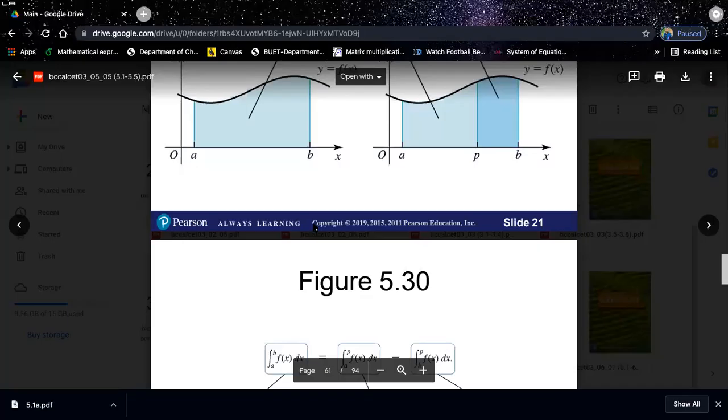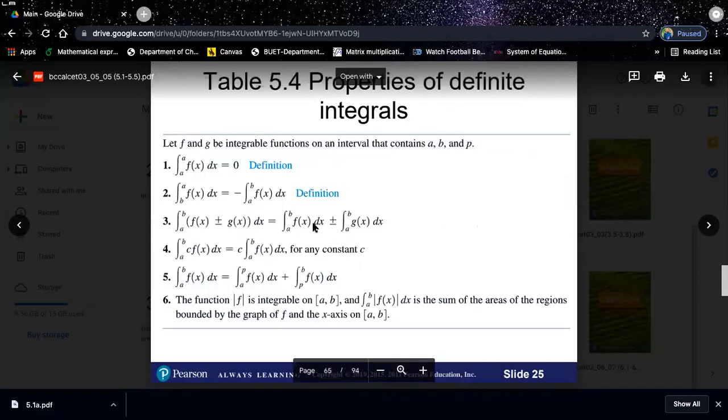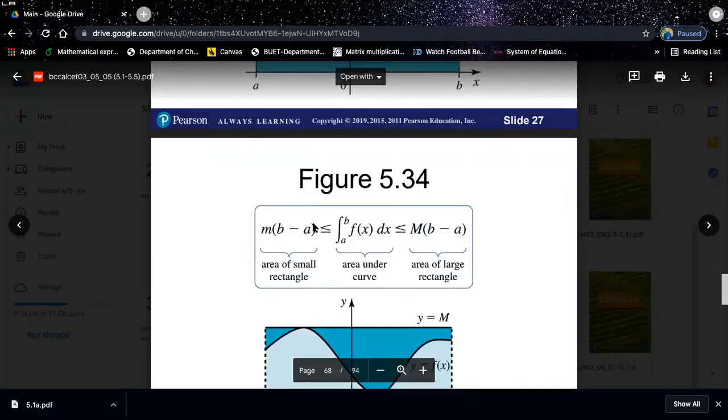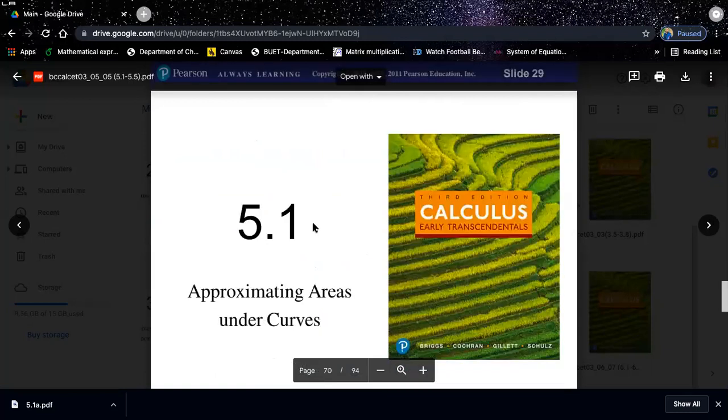So in 5.1, we'll find areas using Riemann sum. We'll not be doing any integrations as yet. We'll just be finding areas using Riemann sum. Okay.